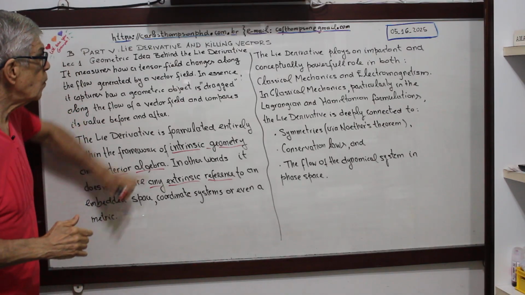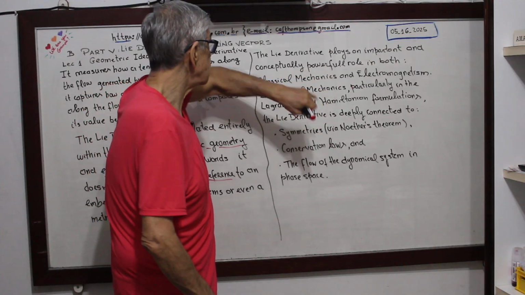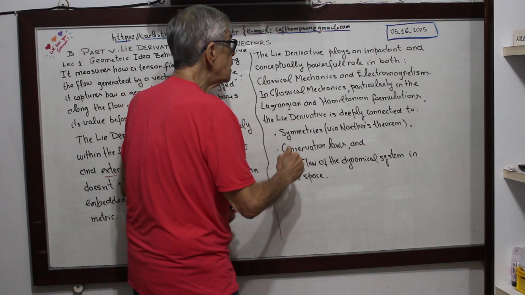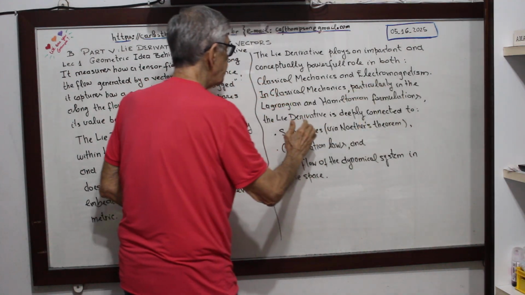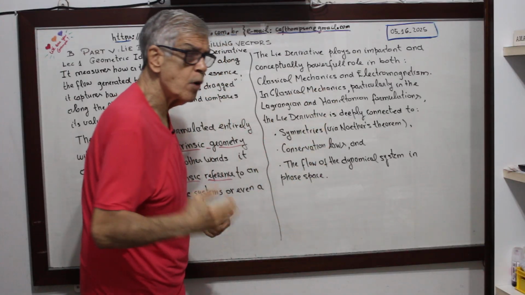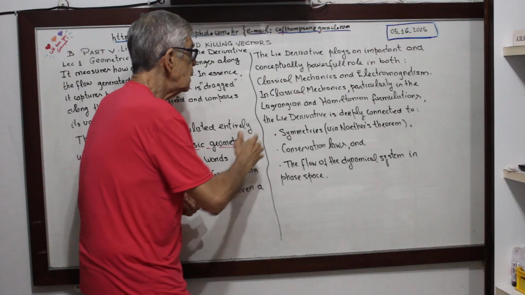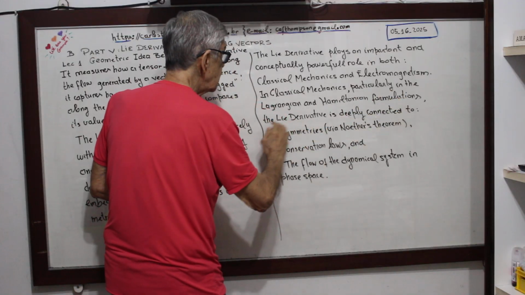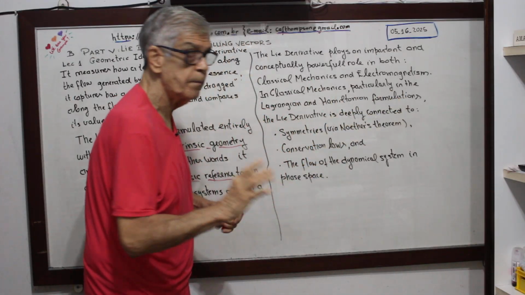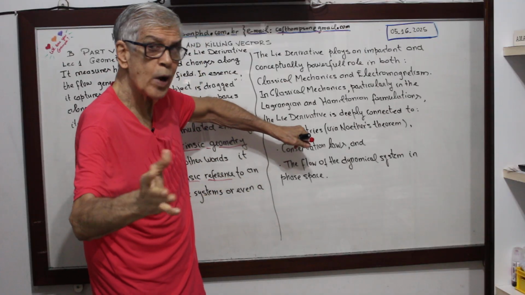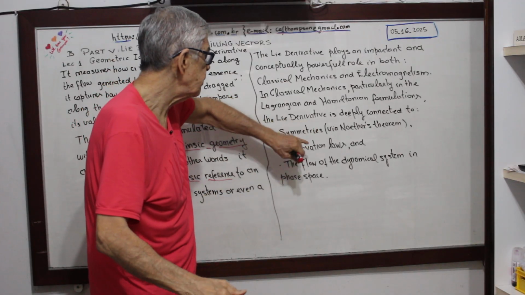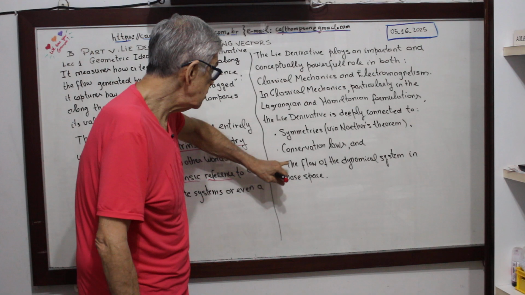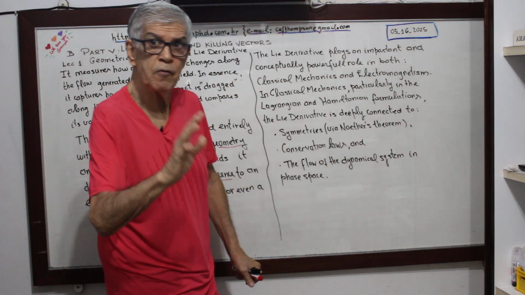Now, the Lie derivative plays an important and conceptually powerful role in both classical mechanics and electromagnetism. In classical mechanics, particularly in the Lagrangian and Hamiltonian formulations, the Lie derivative is deeply connected to the symmetry you already saw in part 4, okay? In this case, Noether's theorem, conservation laws, and the flow of dynamical systems in the phase space.